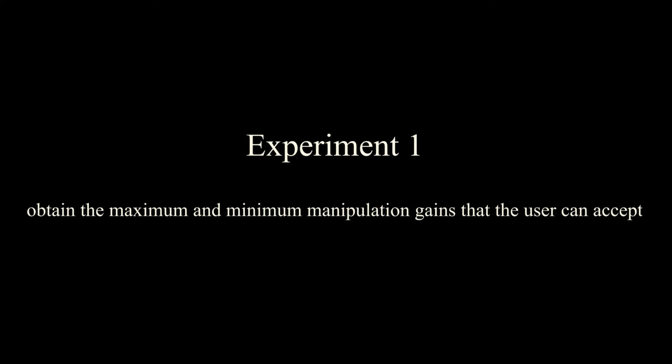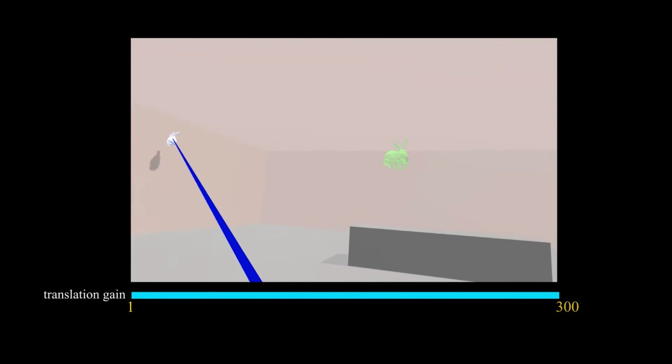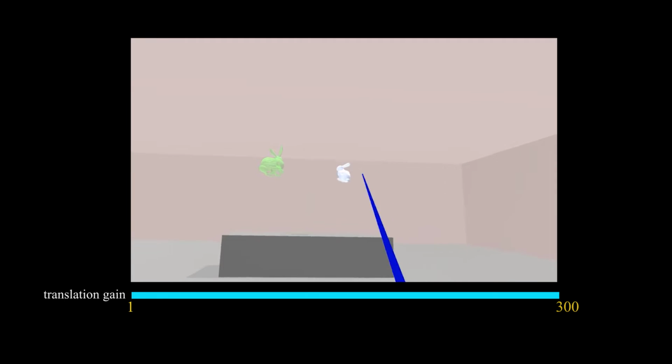We design an experiment to obtain the maximum and minimum manipulation gains that the user can accept. In the task for maximum gains, the user is required to roughly manipulate the virtual object to the target position with a given gain. The initial translation gain is 150.5.